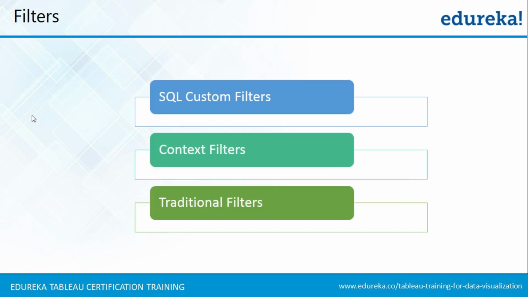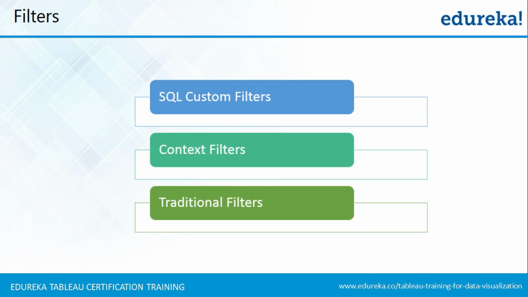And then there are filters. Now filtering means only selecting the parameters or the fields with which you want to visualize your data. And there are three types of filters, or you can say there are three different ways to limit the data that is going to be displayed on your graph. So the first one is SQL custom filters, the second one is context filters, and the third one is traditional filters. So what is a custom SQL filter?